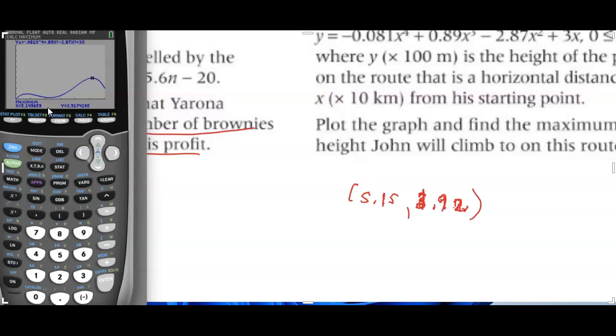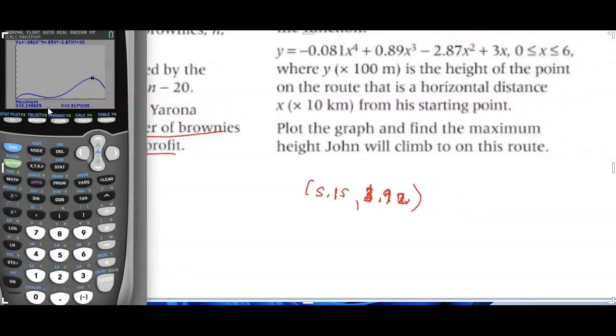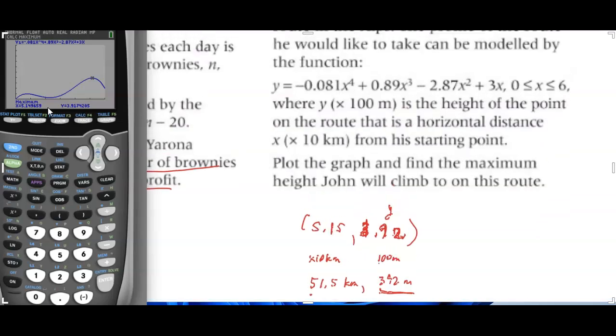So the x coordinate is horizontal distance by 10 kilometers. And the y coordinate is 100 meters times that. So actually it's 1.5 kilometers and 392 meters. Okay? So let's see, plot the graph and find the maximum height that John will climb. So the maximum height would be the second number, the y, and so it would be 392 meters. I think that's all they want to know.